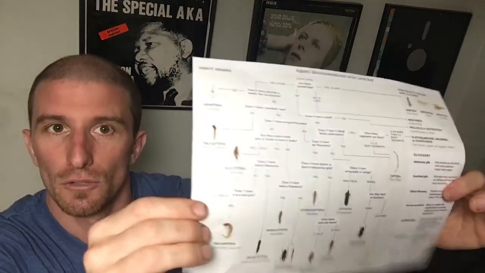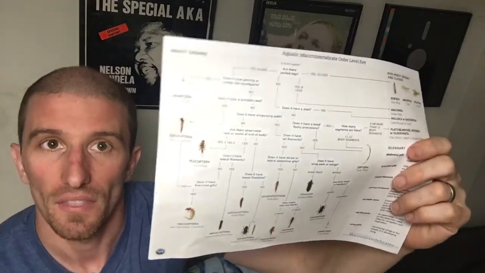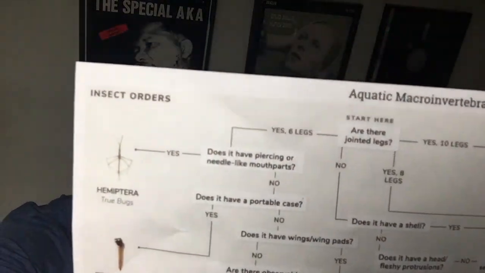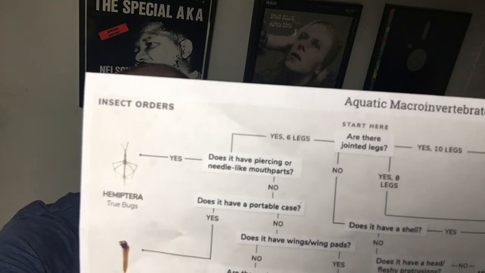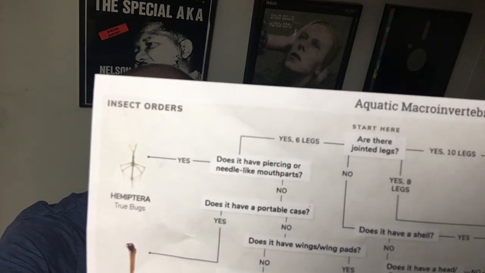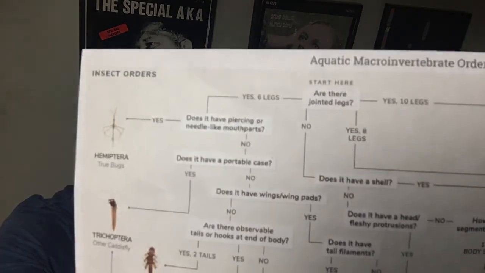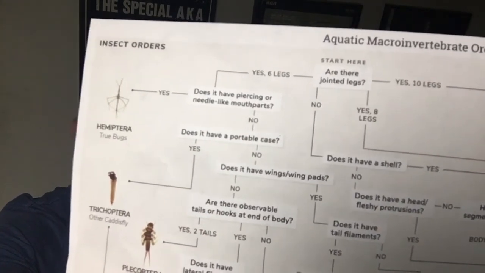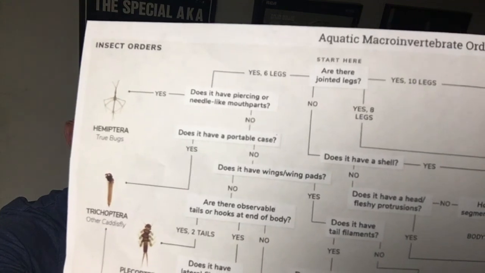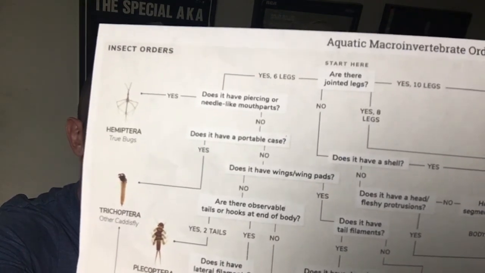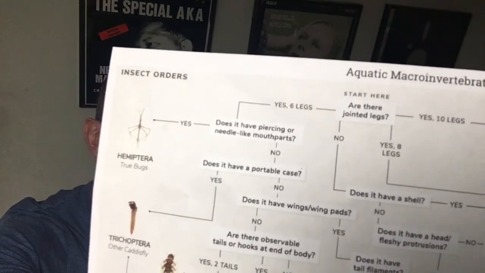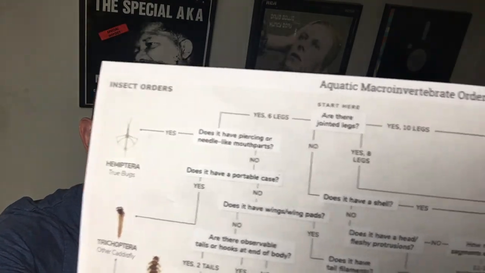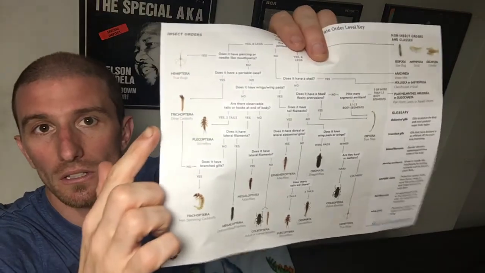This chart is really good because it's a key, and that means that it has questions, and when you answer the questions it helps you identify the animal. So the first question says, are there jointed legs? You can answer yes or no, and then it's going to say yes 6, yes 10, yes 8, no. Based on the number of legs you would go to the next question. You can slowly work down all of the questions until you find that particular animal.